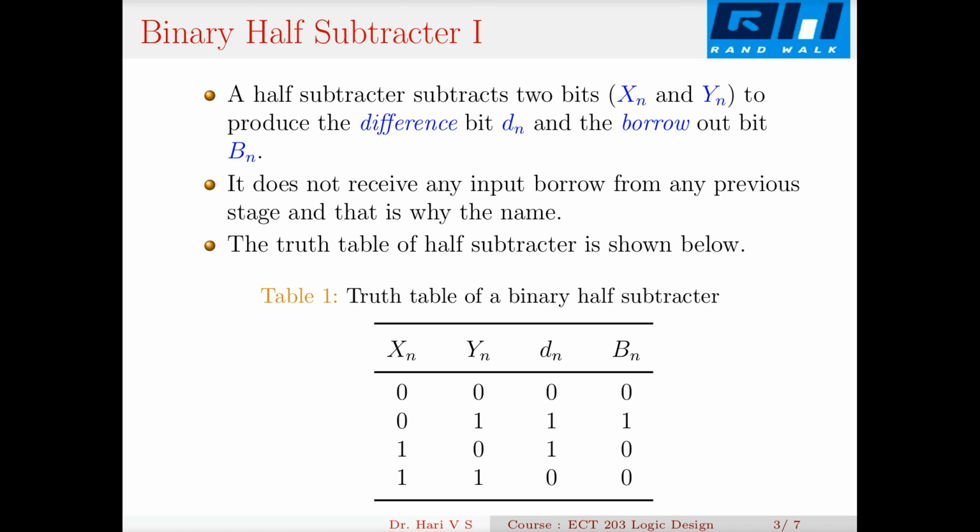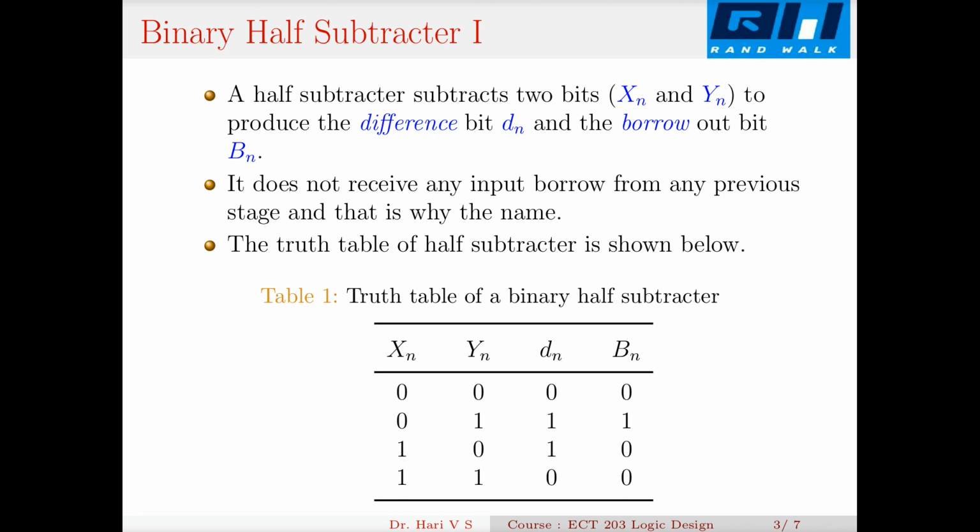So a binary subtractor actually subtracts two bits, say xn and yn, to produce a difference bit dn and a borrow out bit bn. So this half subtractor does not receive any borrow from a previous stage, like the half adder does not receive any previous carry. It is actually the rightmost stage in any subtraction.